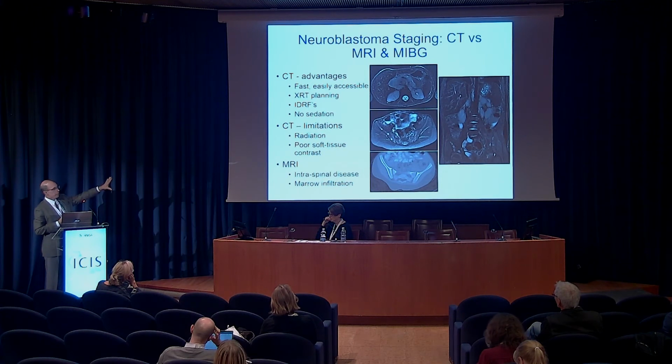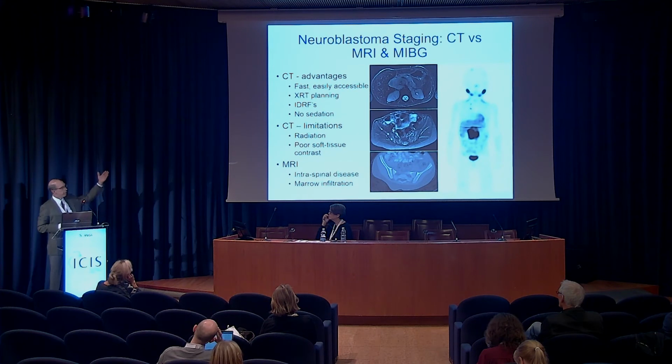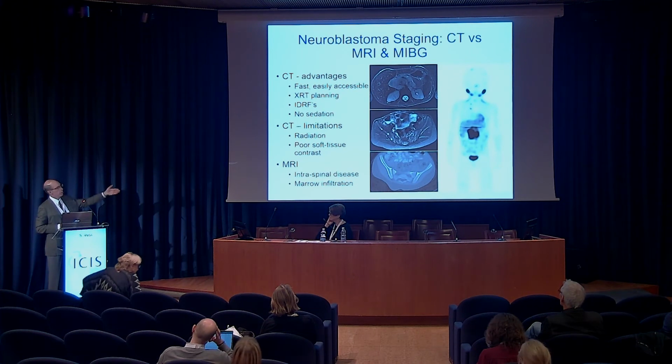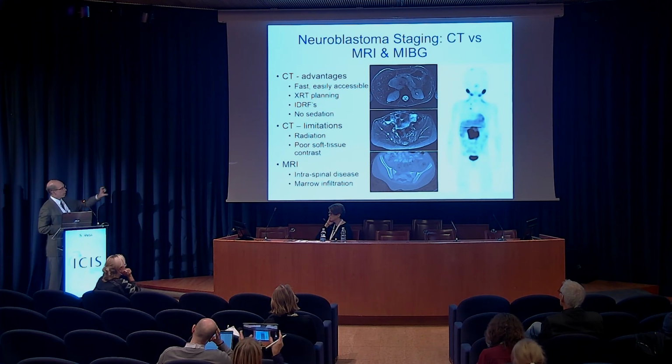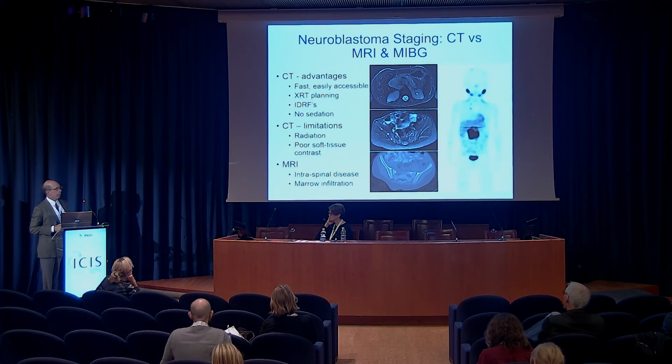Radiation's a big limitation, as is poor tissue contrast. And as I'm showing you here, all of that marrow disease you see on the MRI, these sites of marrow involvement are not seen on the CT. Now, invariably we get an MIBG scan to complete the staging, which also shows the other sites of marrow involvement. So I don't think there's one right answer, depending on your practice, but I think either is important and probably you don't need both.